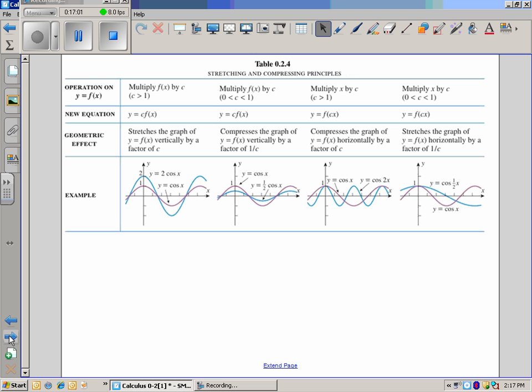Okay, stretching and compressing. I call it shrinking and stretching. Bigger numbers make it taller. Littler numbers make it shorter. Again, these are y direction. Okay, these are in the vertical. Okay, here we can make them longer or shorter.